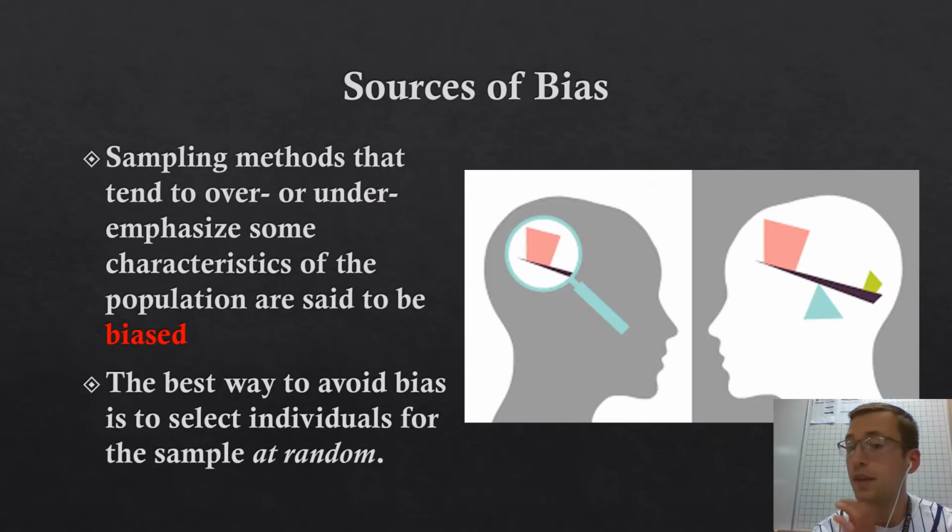So like I said, within our sample, we want to make sure that it is representative of our population as a whole. And if it is not representative of our population as a whole, this is where bias comes into our study, okay? So sampling methods that tend to over or underemphasize some characteristics of the population, we say that is biased, okay? So the best way to avoid bias is to make sure that you're randomly sampling. And we'll talk a little bit more in depth about different sources of bias in a moment.